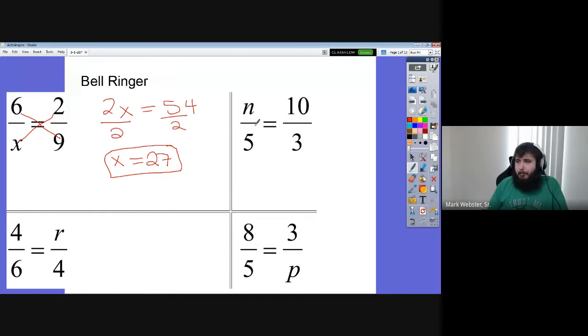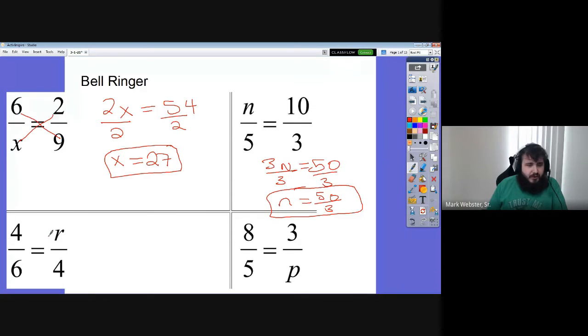So now with this one, you have the option of doing it the same way. 3n equals 50. Just be aware 50 and 3 don't have any factors in common, so it's okay for you to just leave it as 50 over 3. It's okay for this to be a fraction like this. All right?